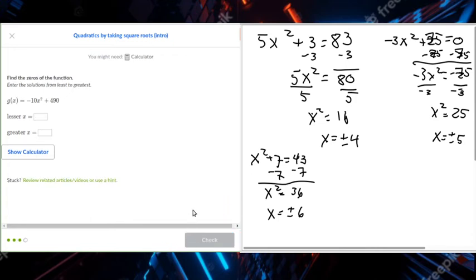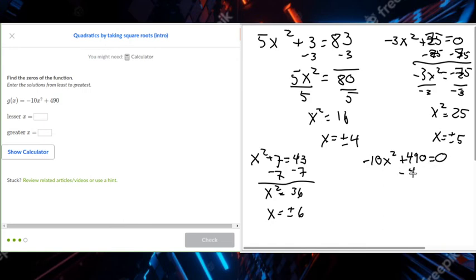And we have one more here. This is a function. g of x is equal to negative 10x squared plus 490. And it says find the 0. So we want to find where this function is 0. So that means negative 10x squared plus 490 is equal to 0. We want to find where the function is 0.